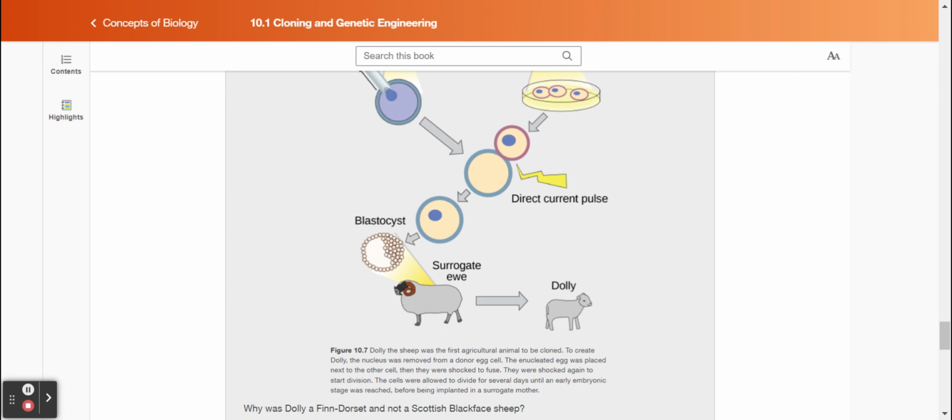Figure 10.7. Dolly the sheep was the first agricultural animal to be cloned. To create Dolly, the nucleus was removed from a donor egg cell. The enucleated egg was placed next to the other cell. Then they were shocked to fuse. They were shocked again to start division. The cells were allowed to divide for several days until an early embryonic stage was reached, before being implanted in a surrogate mother.